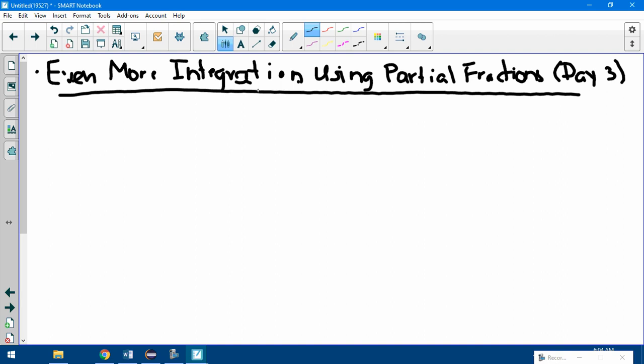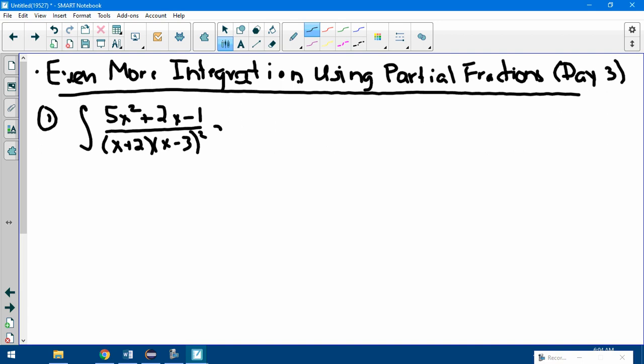So let's start out with one example like yesterday, so you remember what we've been doing. Let's say I wanted you to integrate 5x squared plus 2x minus 1 all over x plus 2 times x minus 3 squared dx.